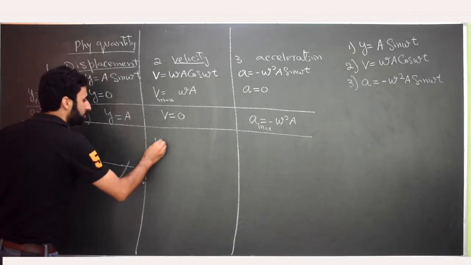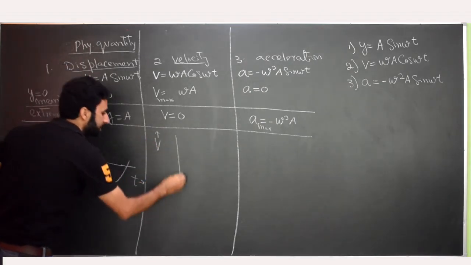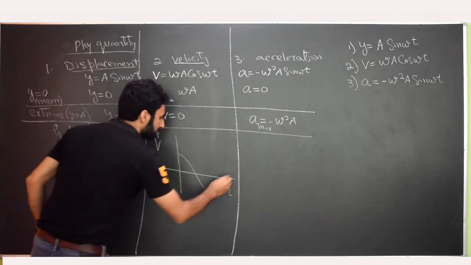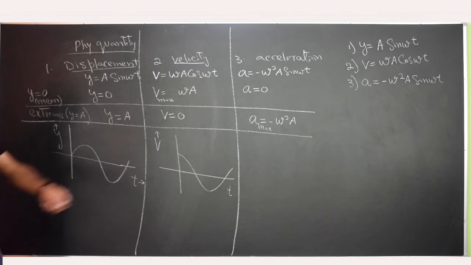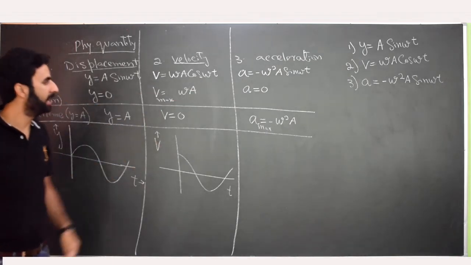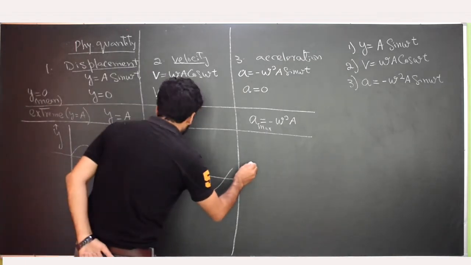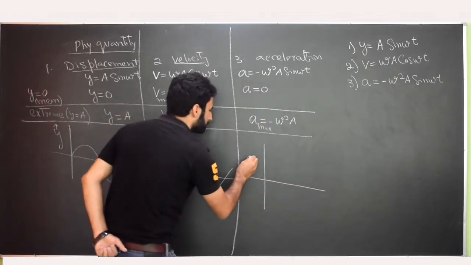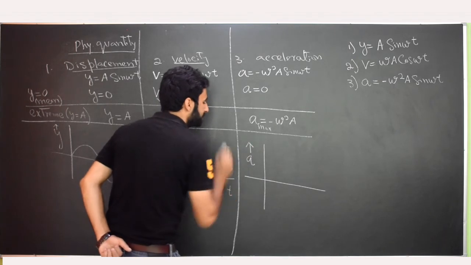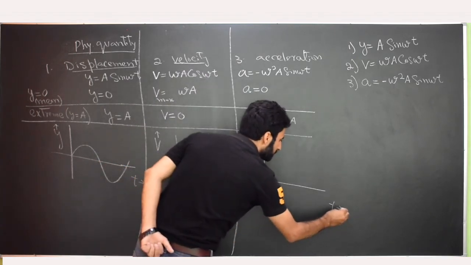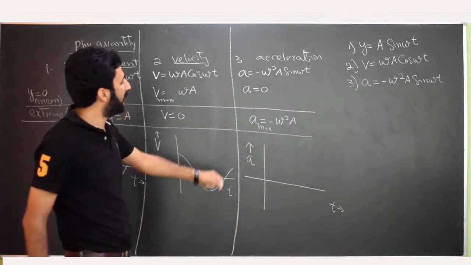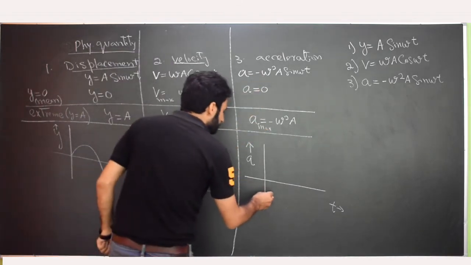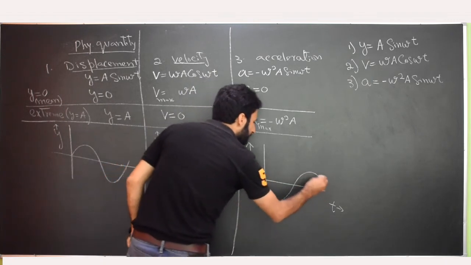So if we try to plot the graph between velocity and time, we'll have somewhat this cosine function, because you can see it from here. And if we talk about acceleration, the graph for acceleration will obviously be the same as that of displacement, but with negative sign, meaning you will have it this way.